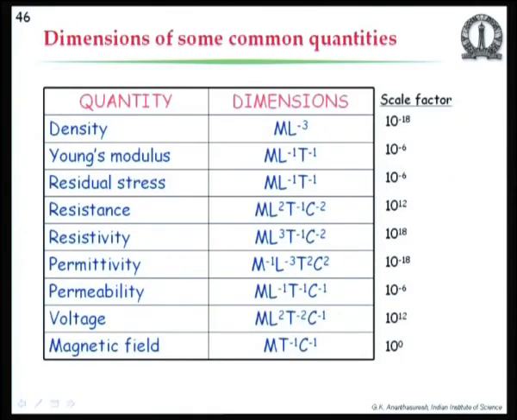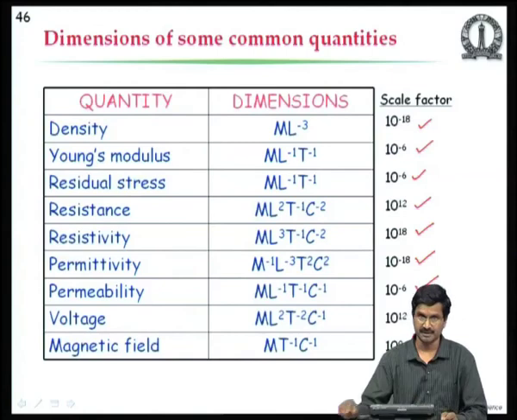So, there are the scale factors that we have for density, Young's modulus, residual stress, resistance, resistivity and permittivity, permeability in the case of magnetics, and voltage we already discussed, and magnetic field, which does not depend on the scaling, which goes back to the point that you had made in the case of magnetic actuation. If you use an external permanent magnet, it actually makes sense to make things at a small scale. So, it comes out from a simple dimensional analysis that we show here.